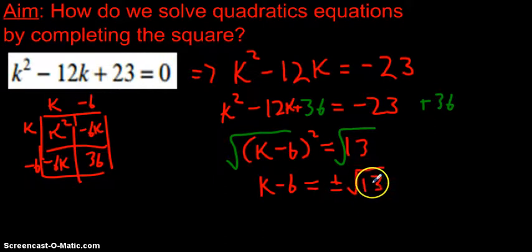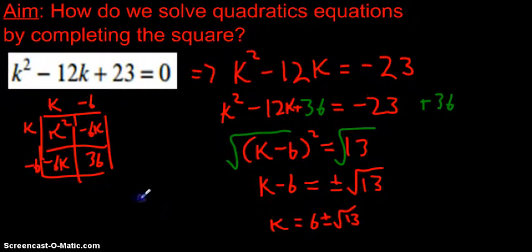Which doesn't have a square root, and in this particular case this radical can't be simplified, but in some cases it will be simplifiable. If it can be simplified, you should simplify it. So our final answer is k is equal to 6 plus or minus radical 13.